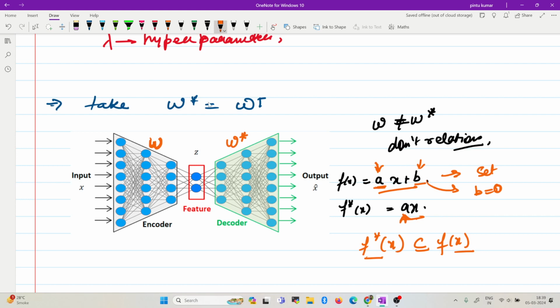So in this method, what we do is we fix W star to be W transpose. So this weight over here would be the same as this weight over here. This weight over here would be the same as this weight over here. Then the number of elements in hidden layers also become the same. So the encoder part is a replica of the decoder part, and we have fewer weights to learn.